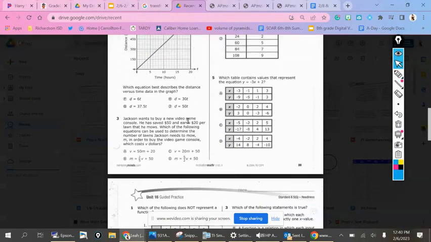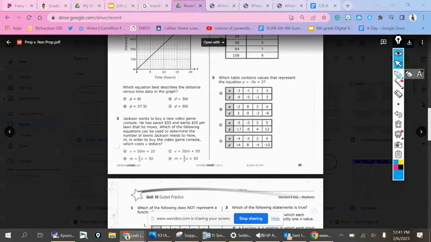The next one I'm going to do is 3. Jackson wants to buy a new video game console. He saved $50. So he's starting with $50. He saved $50, and then he earns $20 per lawn that he mows. This per represents the variable, represents X. Which of the following equations can be used to determine the number of lawns Jackson needs to mow in order to buy his video game console that costs V dollars?